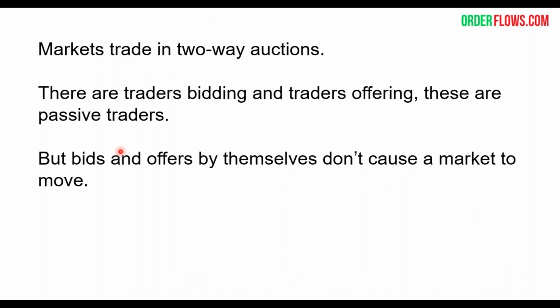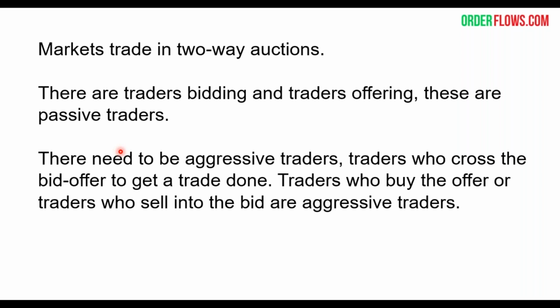And remember, markets trade in a two-way auction. There's traders bidding, there's traders offering. These are what's called passive traders, right? It's not just everybody's bidding. No, you have buyers, you have sellers, okay? And at the end of the day, bids and offers don't move the market, right? You need someone to cross over. There needs to be aggressive traders, traders who cross the bid and offer to get a trade done, traders who buy the offer, or traders who sell into the bid. Those are the aggressive traders.